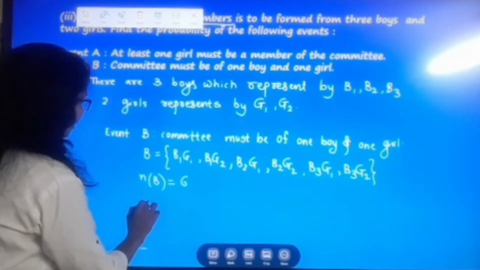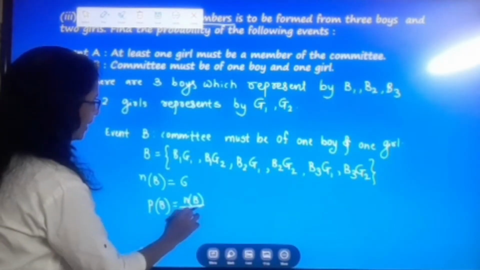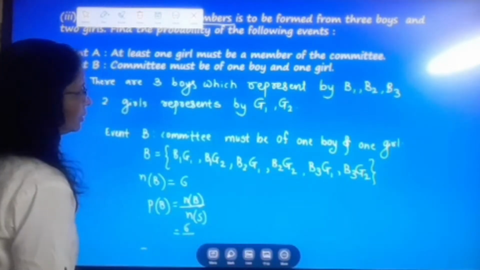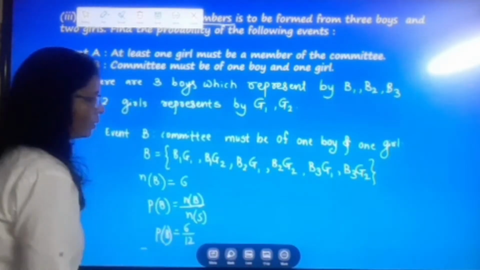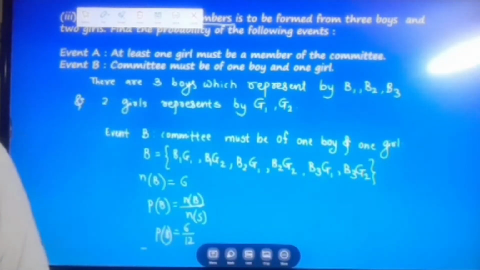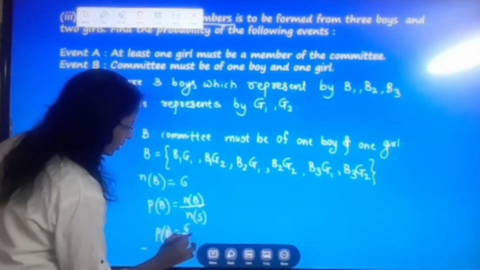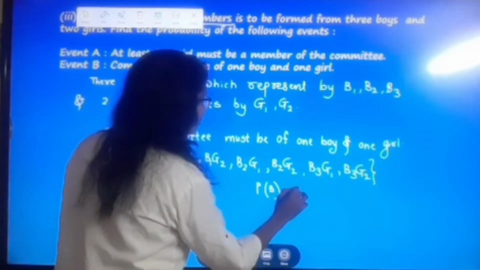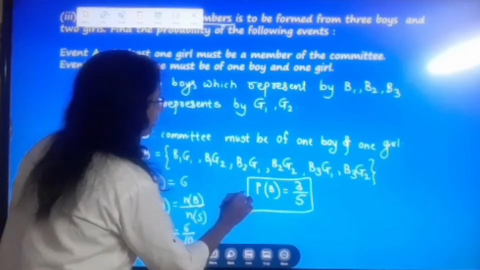And here the probability of B is equal to N of B upon N of S, and that means, students, 6 upon how much? P of B is equal to 6 upon 12. So that means, students, no, that N of S is equal to 10 students. Yes. So probability of B is equal to 2 3s are 6 and 2 5s are 10. So final answer is 3 upon 5.